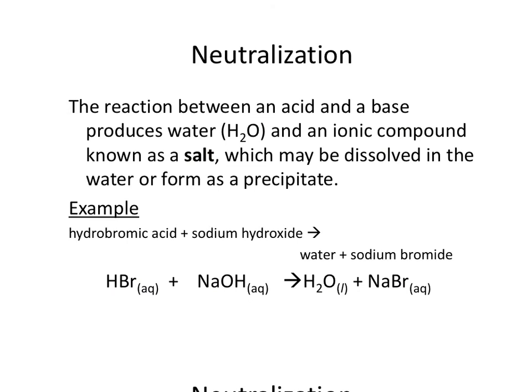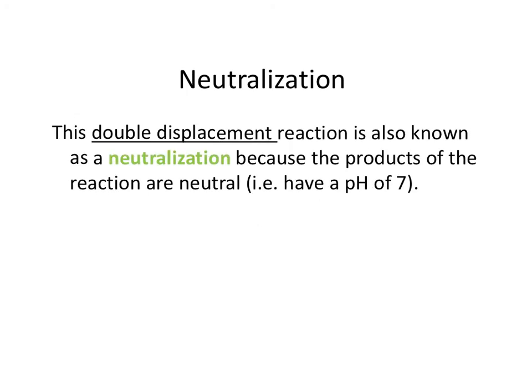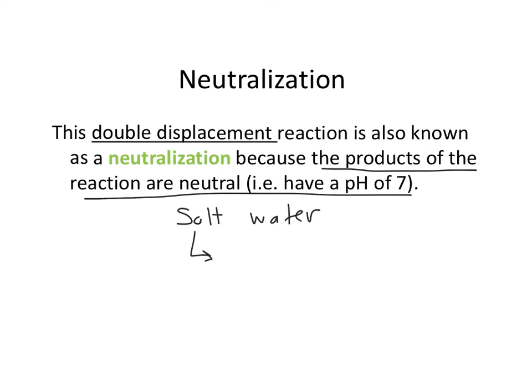One thing I want to talk about before we move on is this little symbol right here. That means aqueous, and aqueous basically just says that this compound is in a solution of water. You'll see that pretty frequently, and we're not going to get into it, but that's what that means. Neutralization reactions are a double displacement reaction. They're a specific type of double displacement reaction, and the products of the reaction are neutral because it's salt and water, or an ionic compound.